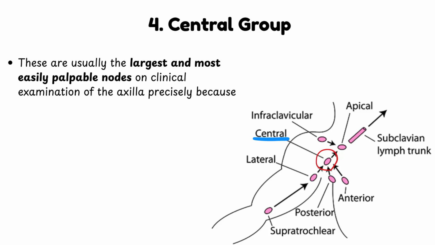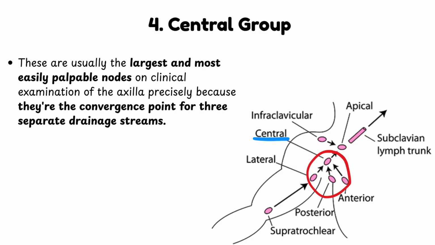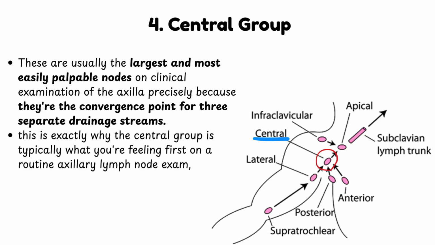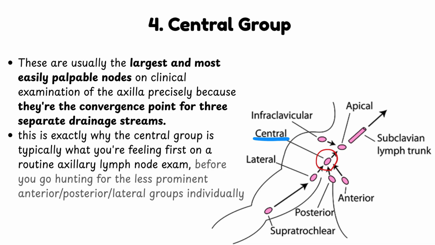These are usually the largest and most easily palpable nodes on clinical examination of the axilla precisely because they're the convergence point for 3 separate drainage streams. This is exactly why the central group is typically what you're feeling first on a routine axillary lymph node exam, before you go hunting for the less prominent anterior, posterior, and lateral groups individually.